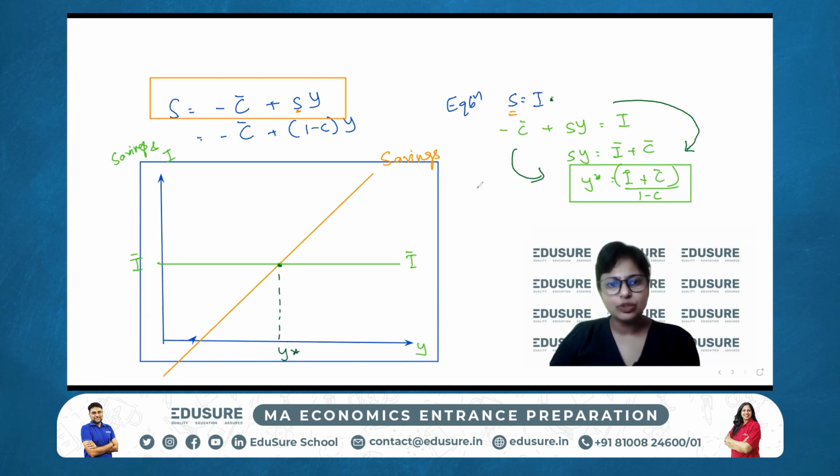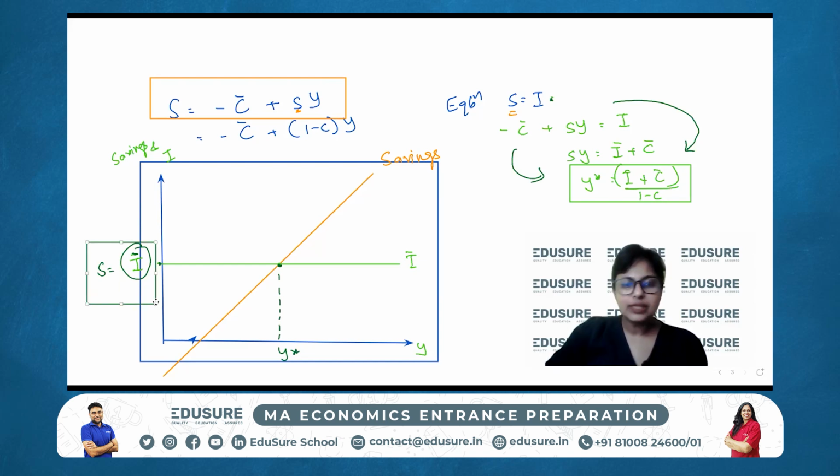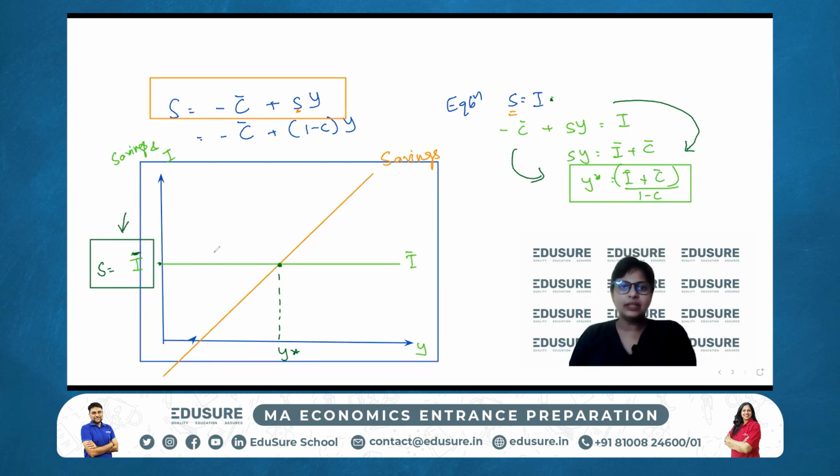So, what is the benefit of this approach? The benefit is the level of aggregate savings, as I said. When I put the value of y star into the savings function, I also get the total savings in the economy, which will always be equal to investment in equilibrium. So listen to this part carefully. The total savings in the economy is given by the savings function. When I put y star in the savings function, I'll get the value of aggregate savings, right? But that is always going to be equal to the aggregate investment. So savings is equal to investment. This is actually the point of aggregate savings, which is equal to aggregate investment.